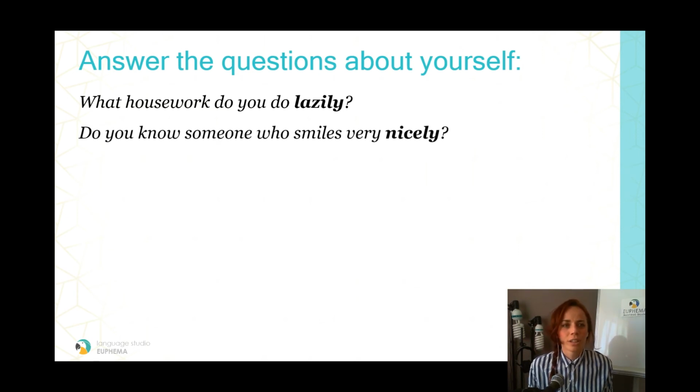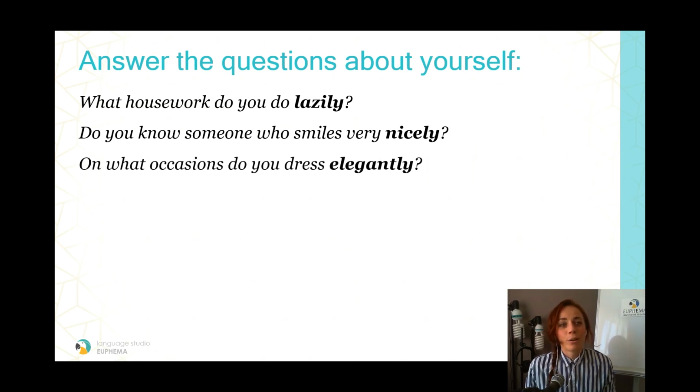Good. Let's continue. Do you know someone who smiles very nicely? Yes, I do. I think my husband smiles very nicely. Do you know somebody who smiles very nicely? Good. Okay. On what occasions do you dress elegantly? How? Elegantly, right? So I dress elegantly when I go to work, and I dress elegantly when I go, for example, on a ball, to dance, when we go out, for example, to dinner, then I dress elegantly. And you? On what occasions do you dress elegantly?